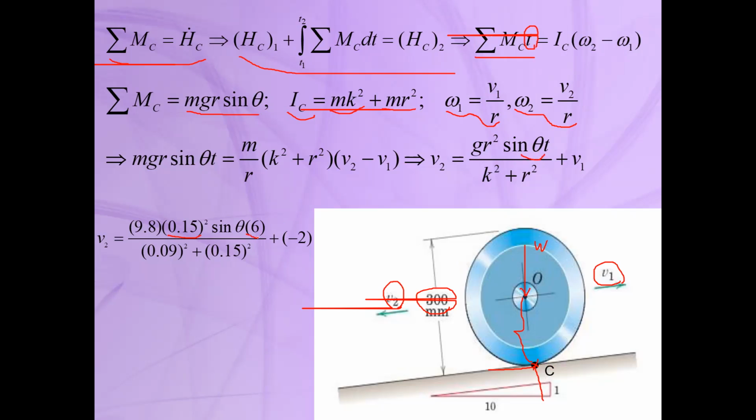T is equal to 6 seconds, because we want to obtain the velocity after 6 seconds. K is the radius of gyration, R again is 0.15, and V1 is the initial velocity. Here we assume that the downward direction is positive, so V1 is negative. So this is the total procedure to obtain the velocity of this wheel after 6 seconds.